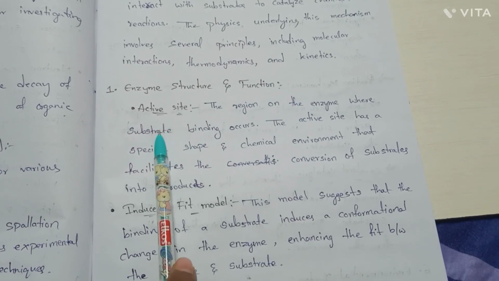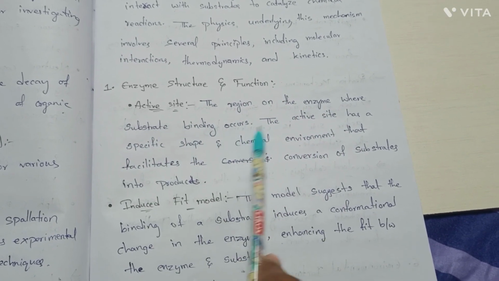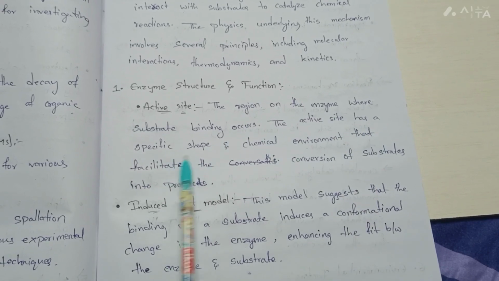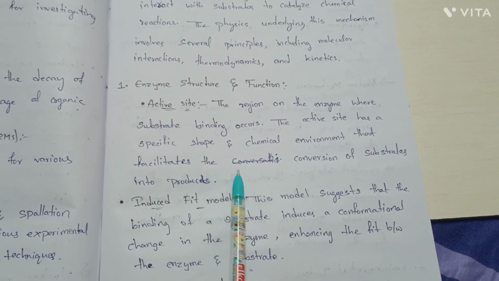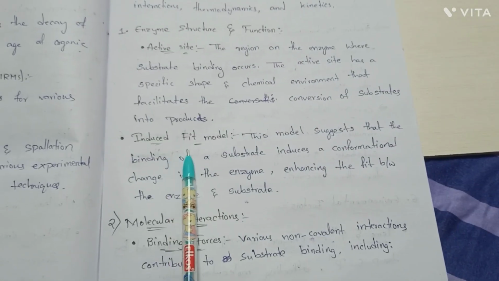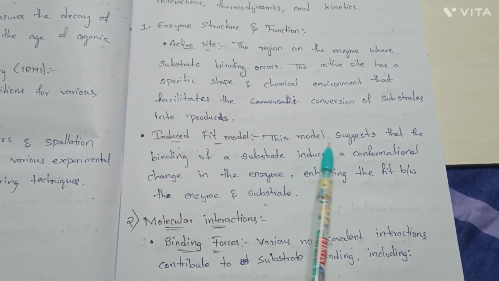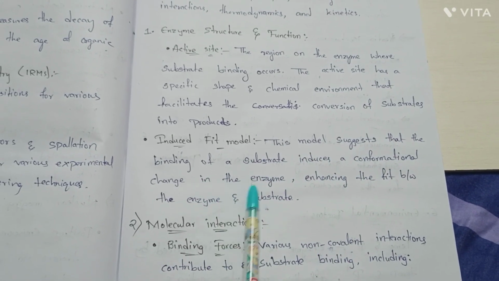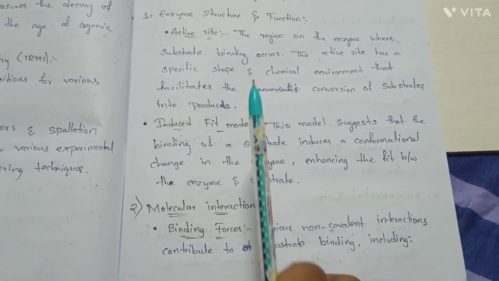Enzyme structure and function. Active site, the region on the enzyme where substrate binding occurs. The active site has a specific shape and chemical environment that facilitates the conversion of substrate into products. Induced fit model. This model suggests that the binding of a substrate induces a conformational change in the enzyme, enhancing the fit between the enzyme and the substrate.